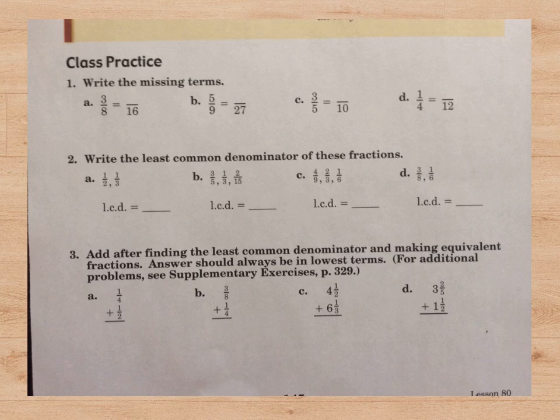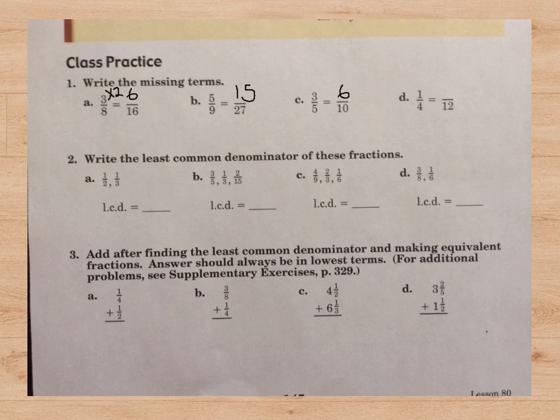So since we do a times 2 there, we've got to do a times 2 on the top. 3 times 2 is 6. 6 over 16. Okay, B, 9 times what is 27? 9 times 3. So then we need to do a 5 times 3. That gives us 15. C, 5 times what is 10? 5 times 2. So if we do a times 2 there, we've got to do a times 2 on top. 3 times 2 is 6.